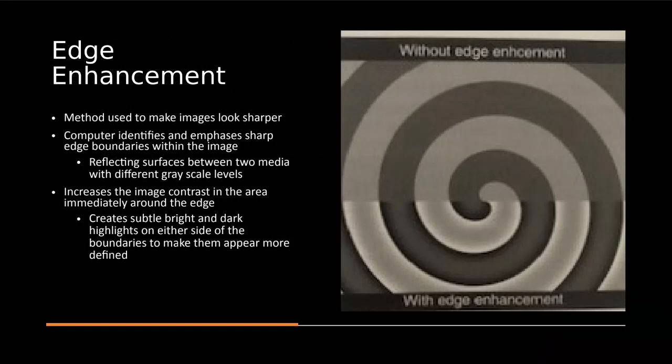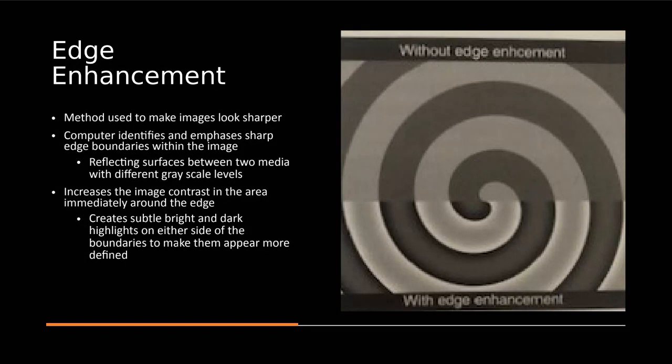Next, we have edge enhancement. So this is kind of close to contrast in a sense, but what this does is it makes the borders in our image look much sharper. So what the computer does, it identifies those borders and it emphasizes the boundaries between the 2 structures. So the reflecting surfaces between 2 media with different grayscale levels is going to be emphasized so it looks sharp on our image. This is going to increase the image contrast in the area near those borders and near those boundaries between 2 media. And it's going to create a subtle bright and dark highlight on either side of the boundary to make it appear more defined.